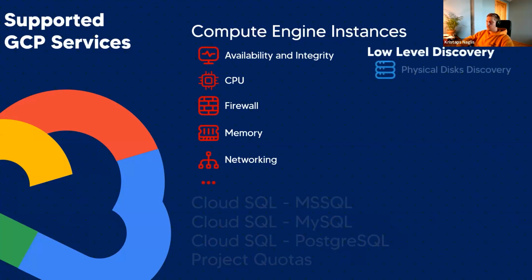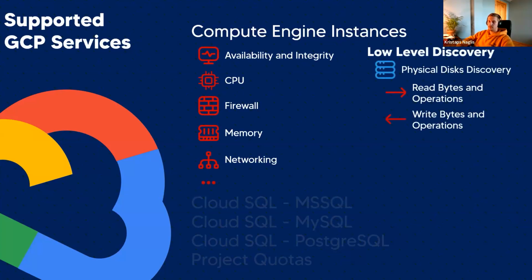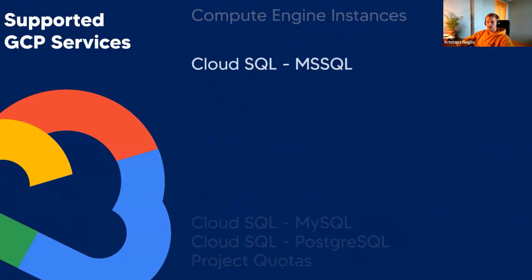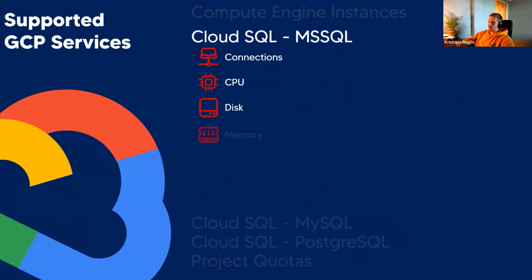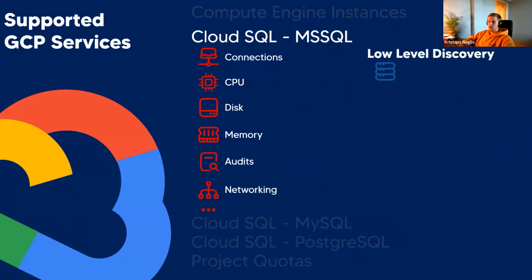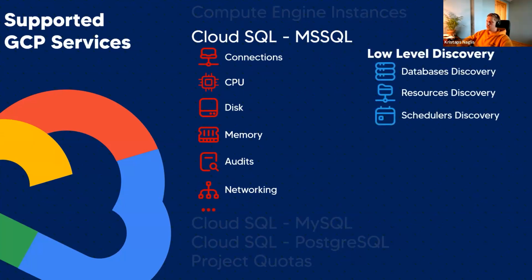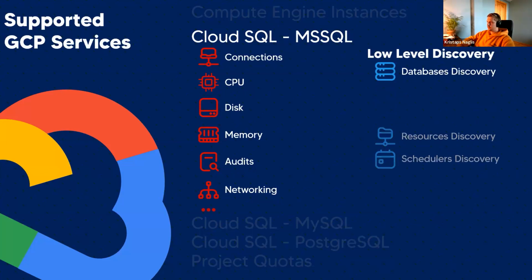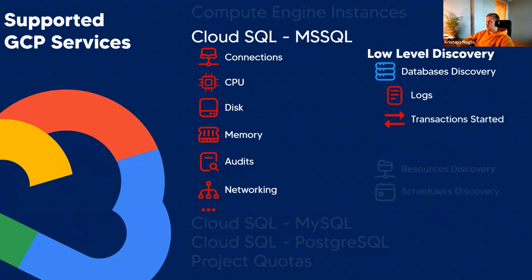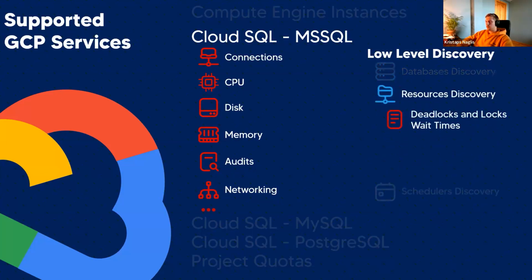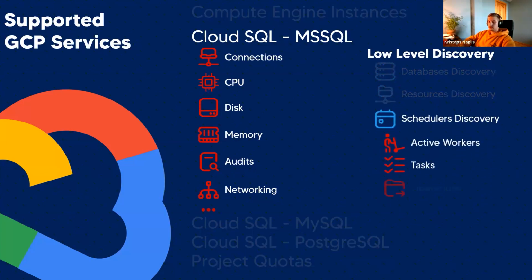Same for memory and networking. In LLD, here we can discover physical disks and their read bytes and write bytes. For databases, some resources, disk, memory, you can monitor audits. That's nice. For LLD stuff, you can see databases, resources, and schedulers. For databases, there are logs and transactions that have been started. Resources, we have deadlocks and locks for your resources. And schedulers, we can see active workers, tasks, operations, and queues.